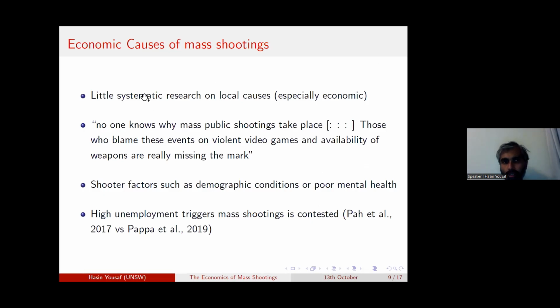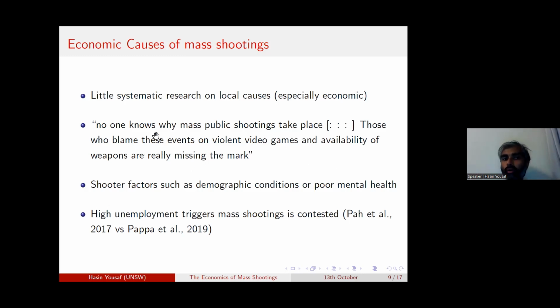Now, let's quickly look at some economic causes of mass shootings, and we know very little on this part. We have very little systematic research on local causes, especially economic, of mass shootings. There are some papers outside economics that try to understand motivations for mass shooters, but the evidence on this is less systematic. In fact, this is from Grant Dewey, one of the leading criminologists who studied mass shootings, and he even has 2 books on mass shootings, and he characterizes the causes of mass shootings as follows.